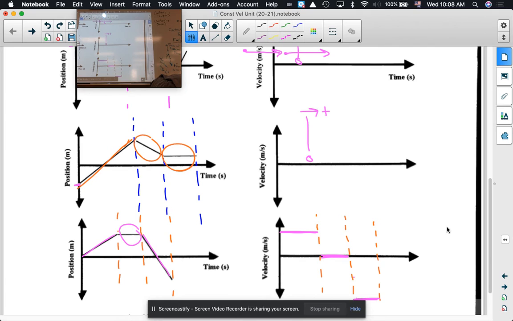Where is it at the beginning? Negative position. That's over here, on the negative side of zero. What direction is it traveling? Positive direction. It goes past the zero all the way onto the positive side of zero, maybe a little further on the positive side than what it started on the negative. Then it travels in the negative direction, so it goes back toward the zero.